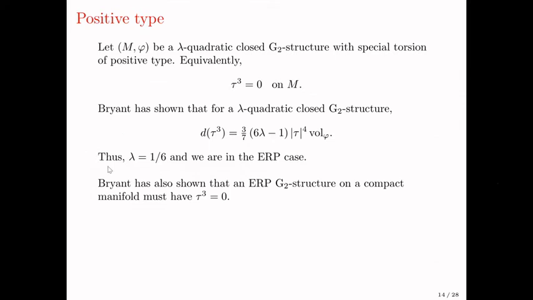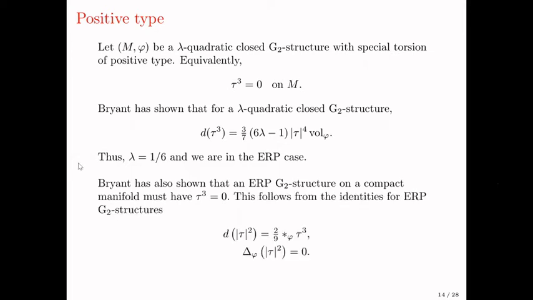Furthermore, an extremely Ricci-pinched structure on a compact manifold must actually have this special torsion condition. This was one of the motivations for introducing this condition, and that's because of the following identities. The exterior derivative of the norm of tau squared is 2/9 times star tau cubed.